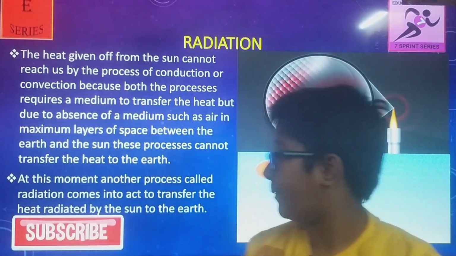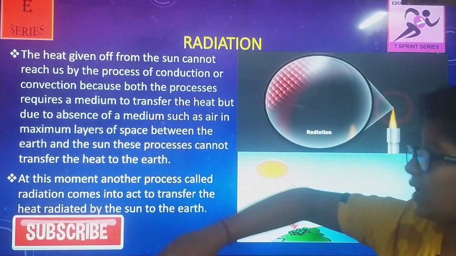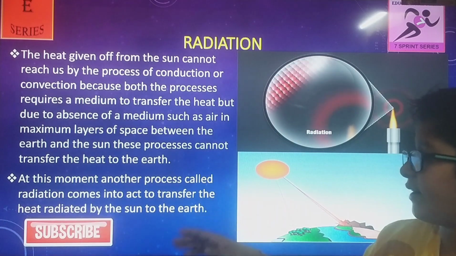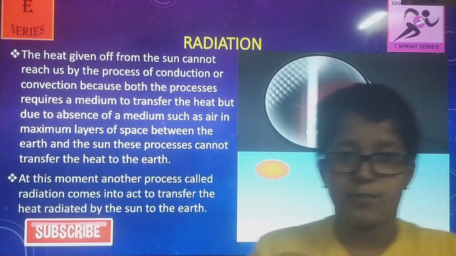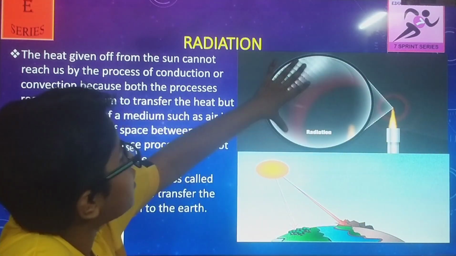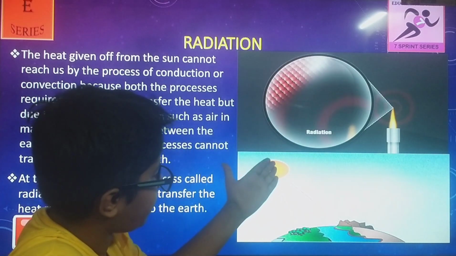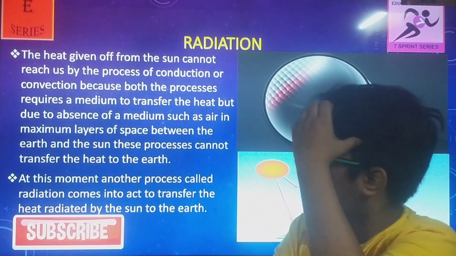You can see there that another process called radiation comes into action to transfer the heat radiated by the sun to earth. This is what I have told you. Please see this animation once again. When sunlight comes in contact with a solid, it gets heated. Okay, so let's proceed.